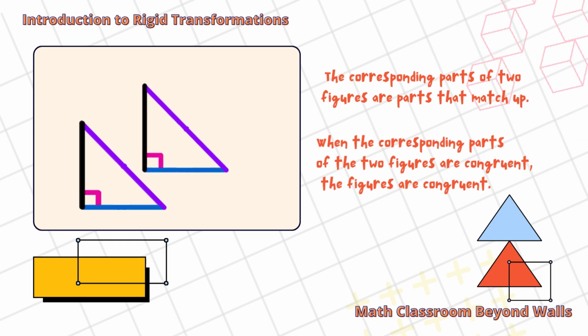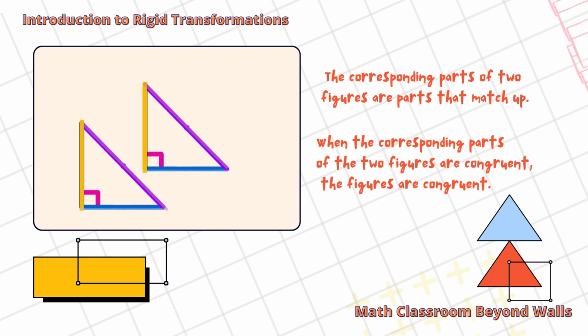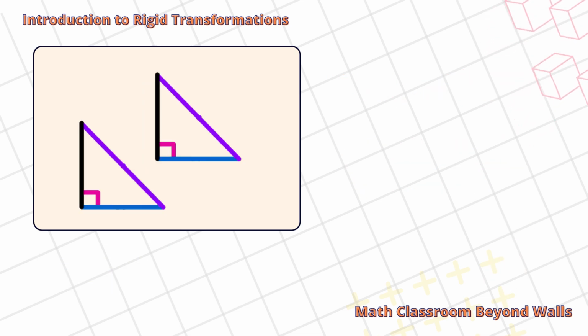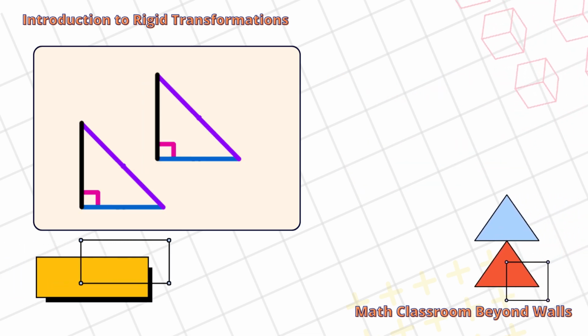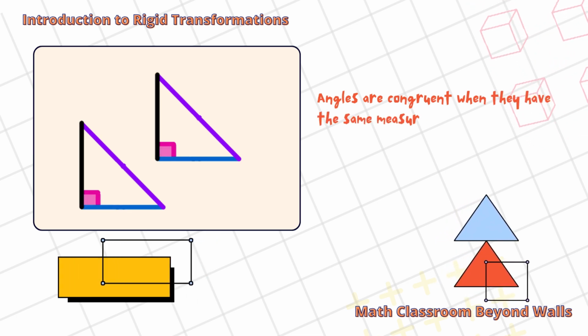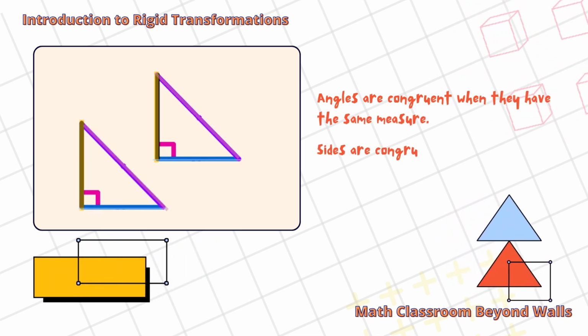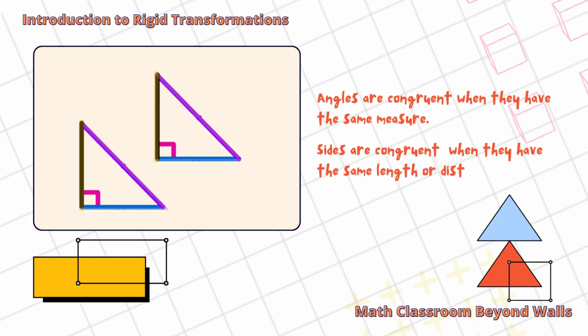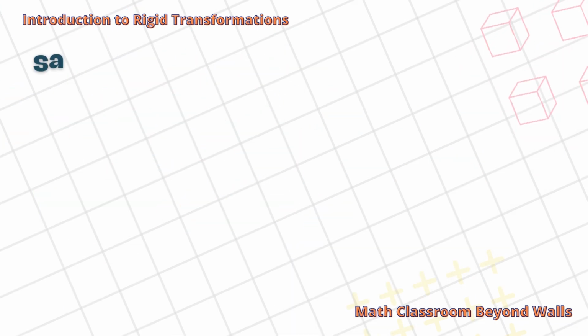Conversely, congruent figures are figures having corresponding sides that are congruent and corresponding angles that are congruent. In ordinary language, we say that angles are congruent when they have the same measure, and sides are congruent when they have the same length or distance. Let us look at this sample problem to check our understanding of the concepts that we have just learned.